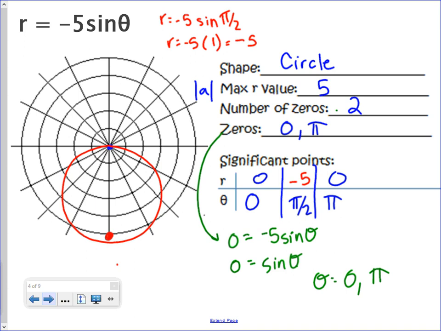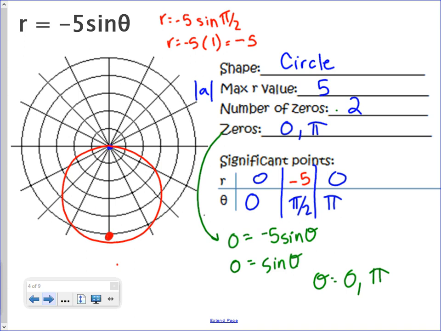So the weird thing is, we graph the circle on only 2 points. But if you pick the 2 zeros and then the point exactly in between them, this point exactly in between them is always either going to give you your max R value or the opposite of your max R value. So I'm getting 5 or negative 5 there. And so that's going to be that point way on the opposite side. Okay, and then I just have to draw a circle. And that will be true for our other shapes. It will give us that point that we need.